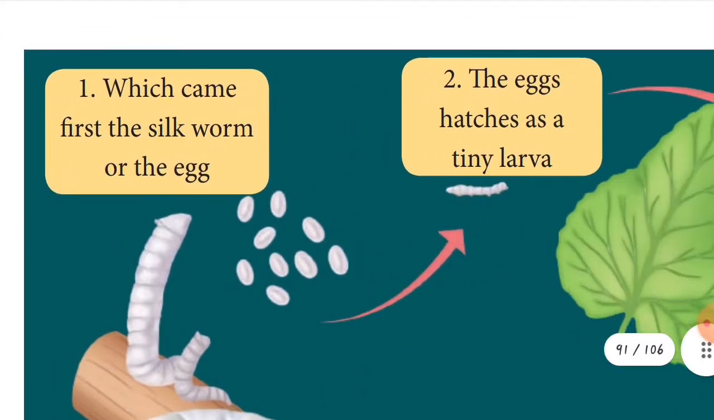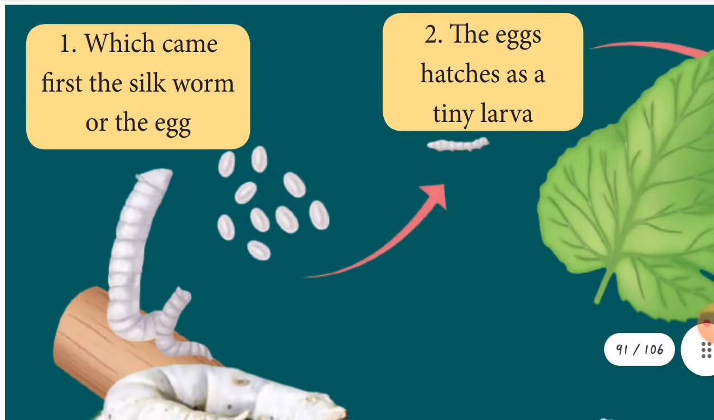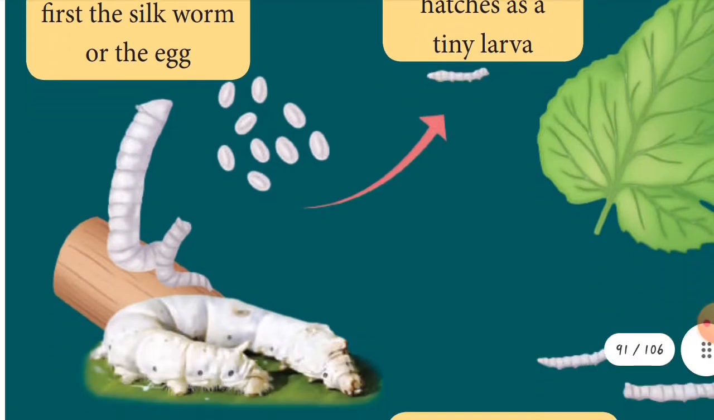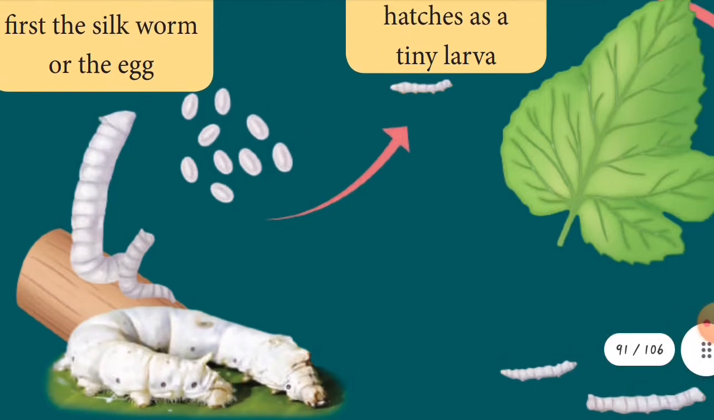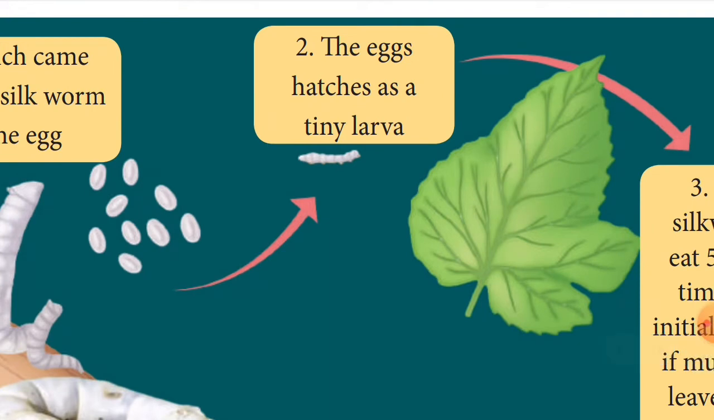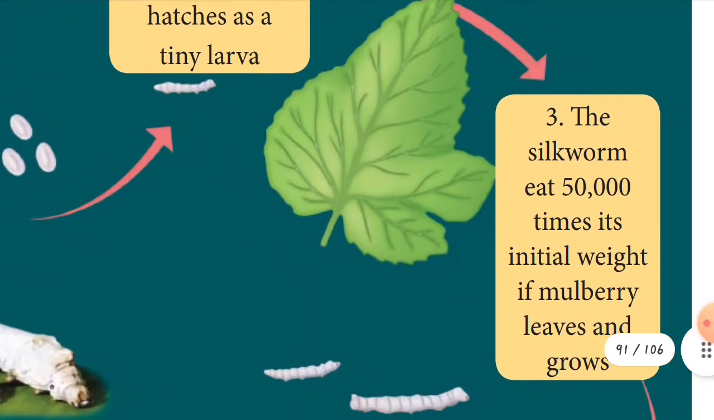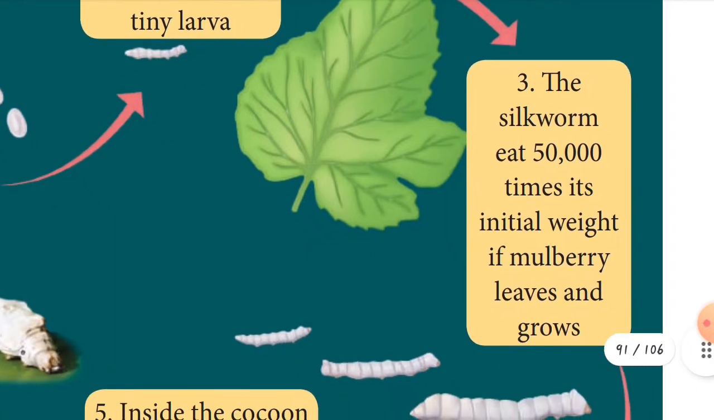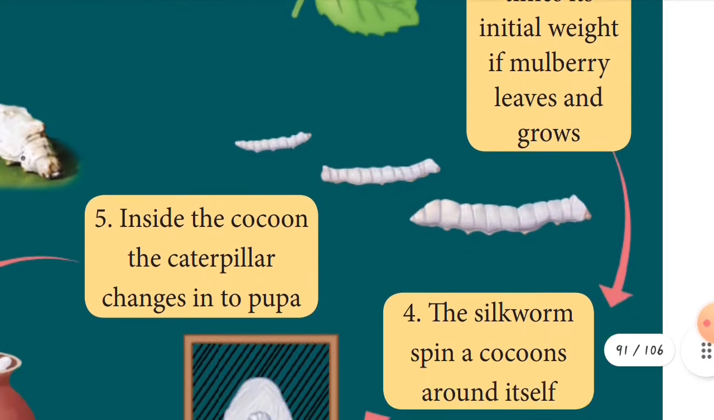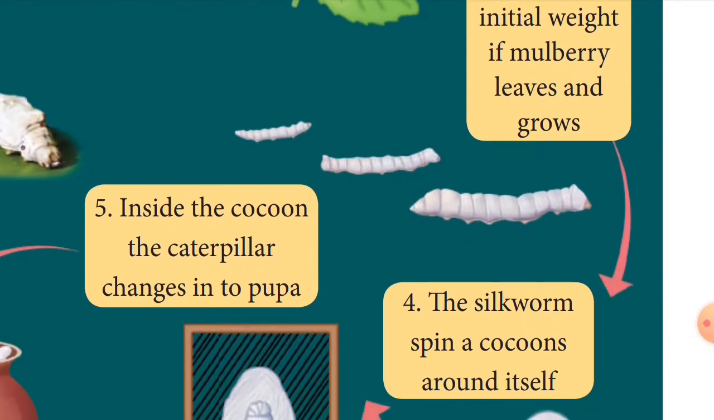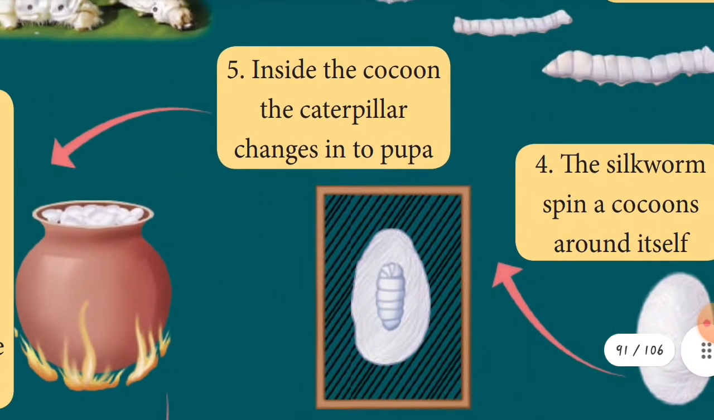And see this picture, children. Which came first, the silkworm or the egg, children? First the egg. Okay, see the silkworm, children. And the next one is the eggs hatching as tiny larvae. And the third picture, the silkworm eats 50,000 times its initial weight in mulberry leaves, and grows. Okay, see this picture, children? The silkworm spins a cocoon around itself. See the fifth point: inside the cocoon, the caterpillar changes into the pupa stage.